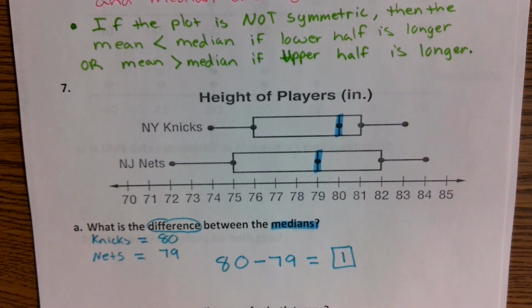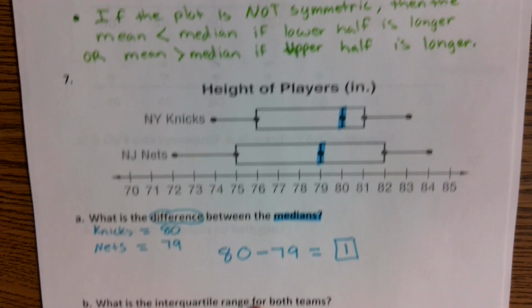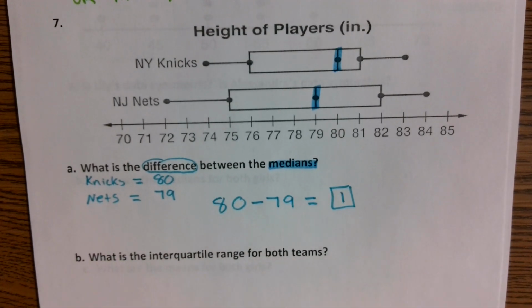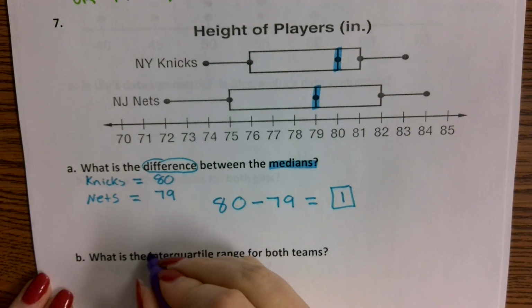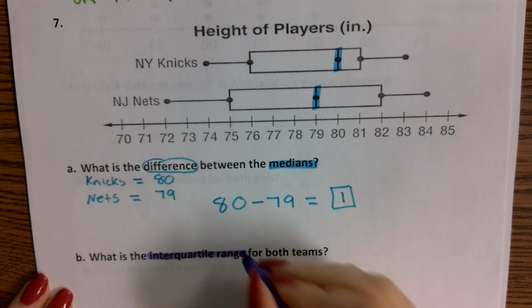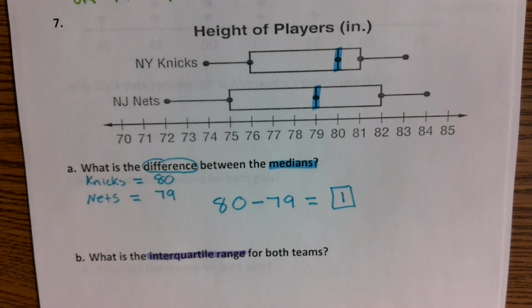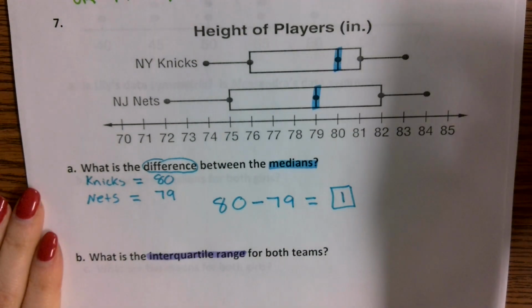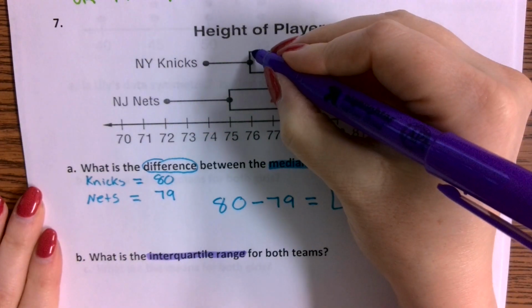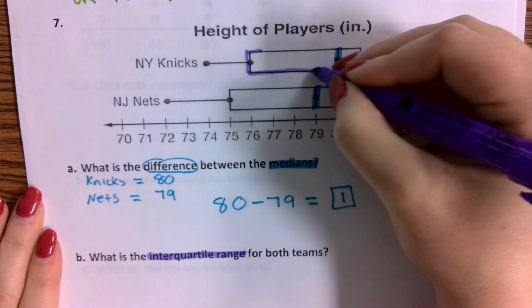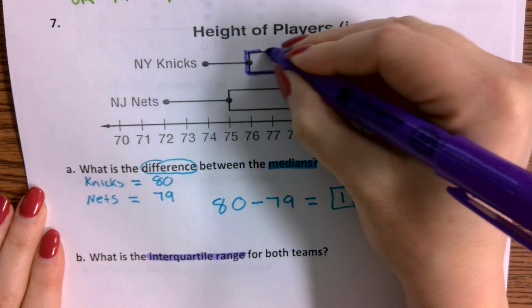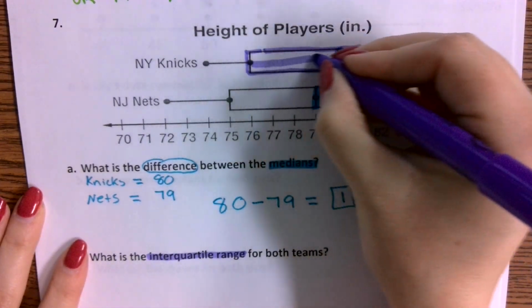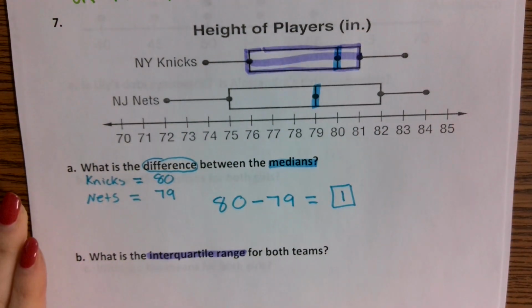All right. The interquartile range. I want to know, what's the interquartile range for both teams. Remember, interquartile range is the size of the box. So if I'm talking about interquartile range, I'm talking about how big the box is. So how big is the box for the Knicks?